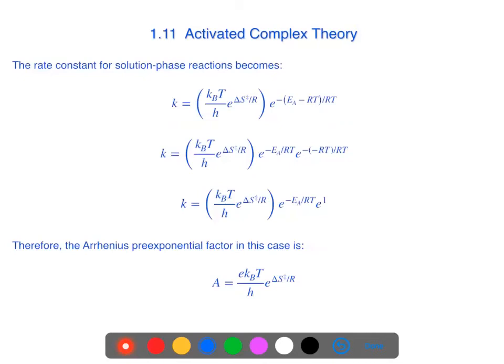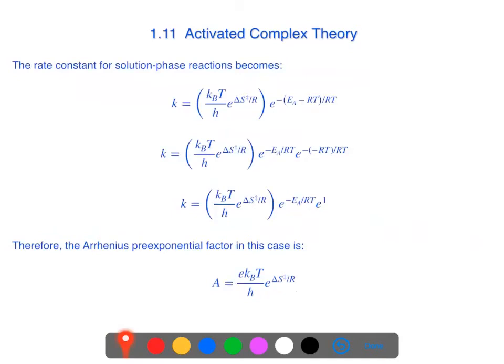Now the rate constant for the solution phase reactions becomes the following, where the rate constant is equal to this pre-exponential term, which includes our entropy of activation. But now we can substitute in for the enthalpy of activation with this new expression, EA minus RT. And if we multiply through, we can separate out two exponential terms. One reduces to simply e to the 1. This being a constant, we can include this in the pre-exponential factor.